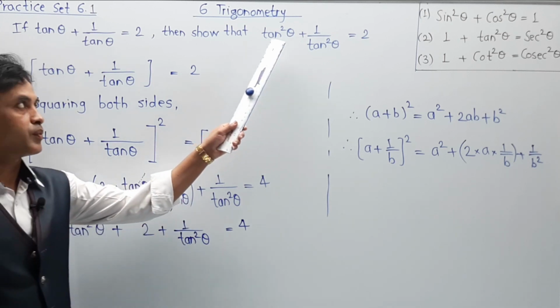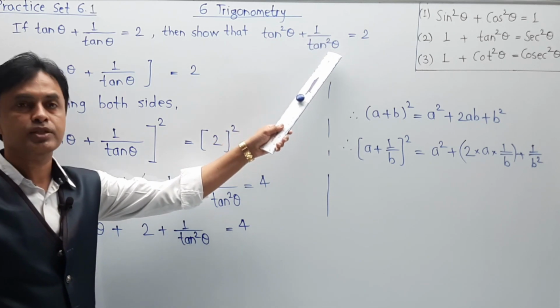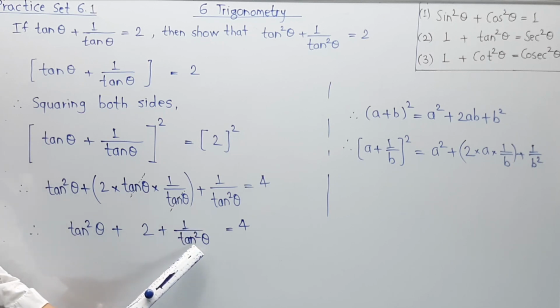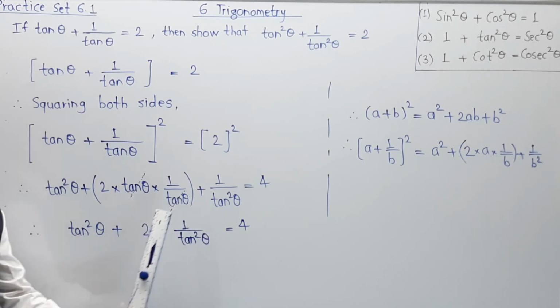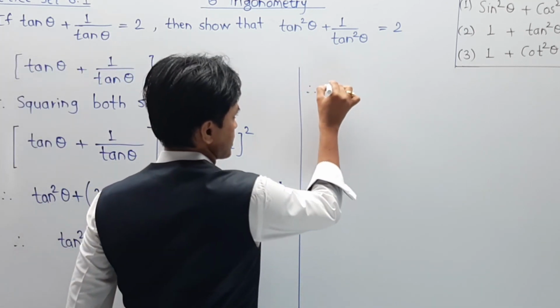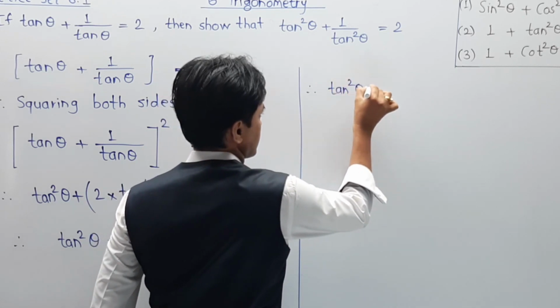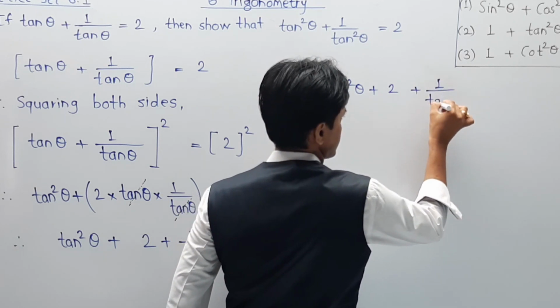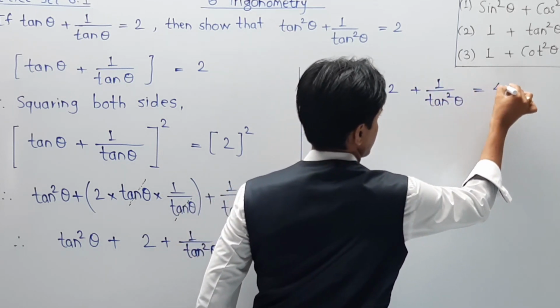Now as per the condition, we need only tan square theta plus 1 upon tan square theta on the LHS. Rest, naturally, these two I have to shift over there. So simplifying that part, I am going to write this step as it is over there: tan square theta plus 2 plus 1 upon tan square theta is equal to 4.